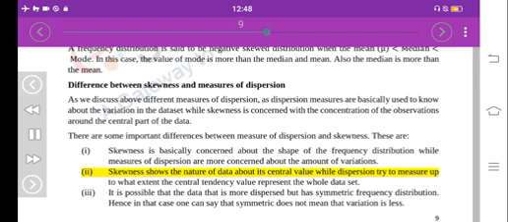Skewness shows the nature of the data about its central value, while dispersion tries to measure to what extent the central tendency value represents the whole dataset. It is possible that data is highly dispersed but has a symmetric frequency distribution. Hence in that case one can say that symmetric does not mean that the variation is less.